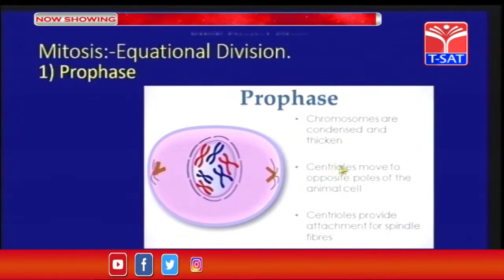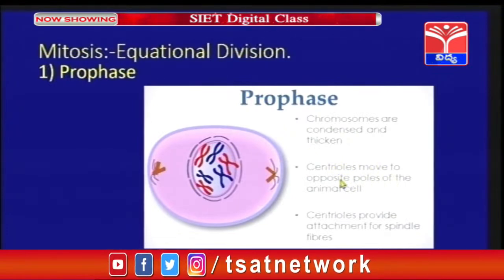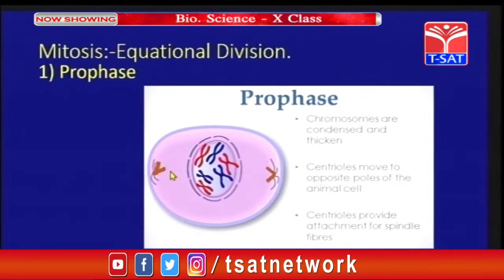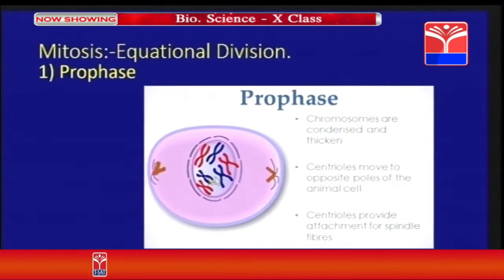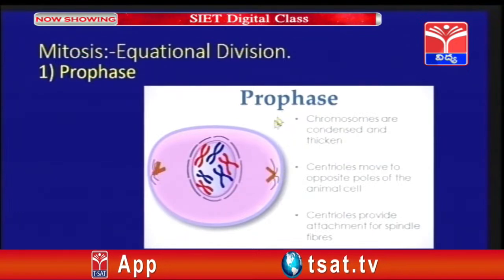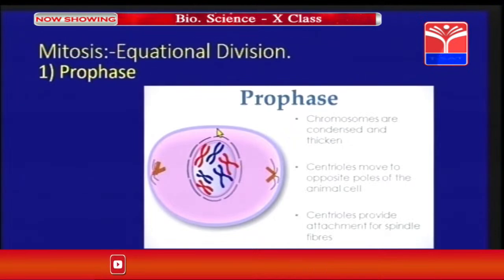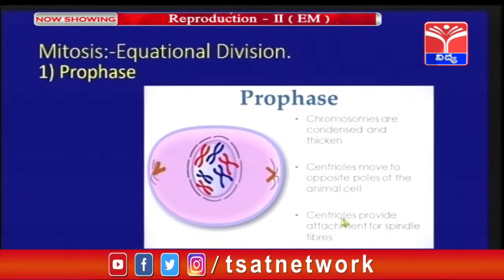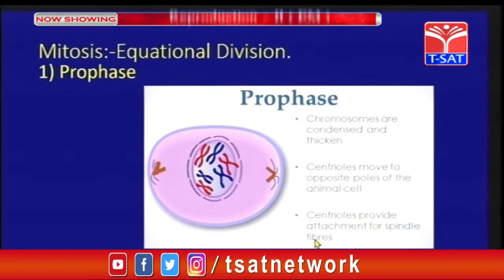And centrioles move to the opposite poles of the animal cell. As you can see, children, these structures which are present on either side of the cell are called centrioles. During prophase, the centrioles from this place move towards the opposite poles. Centrioles provide attachment for spindle fibers.